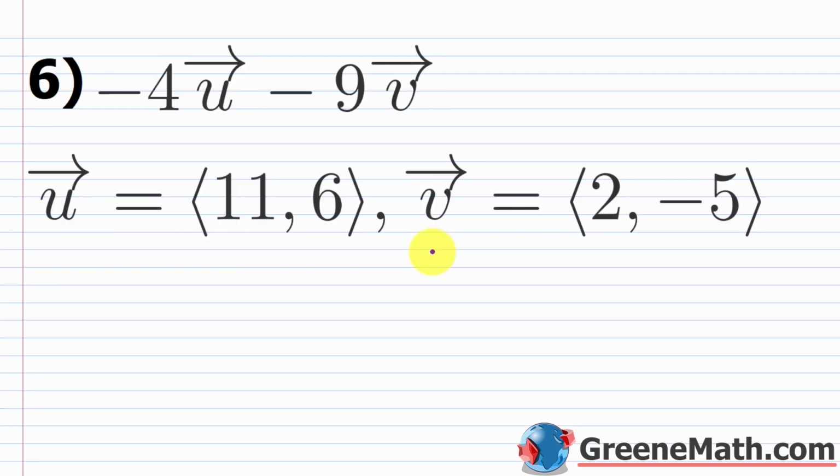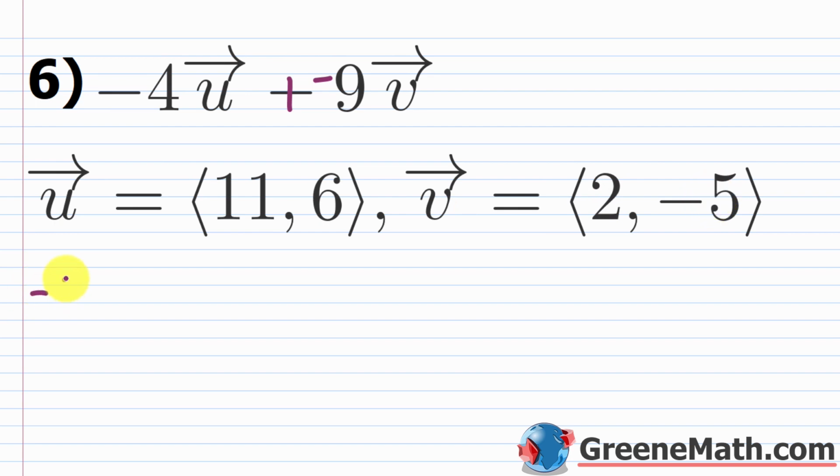Okay, let's take a look at problem number 6. So here we have -4 times the vector u, then minus 9 times the vector v. Now, a lot of times if I see subtraction, I'll just change it to addition of the opposite. It's perfectly legal. You have your vector u here. In component form, you have a horizontal component of 11 and a vertical component of 6. Then you have your vector v also in component form. So the horizontal component is 2 and the vertical component is -5.